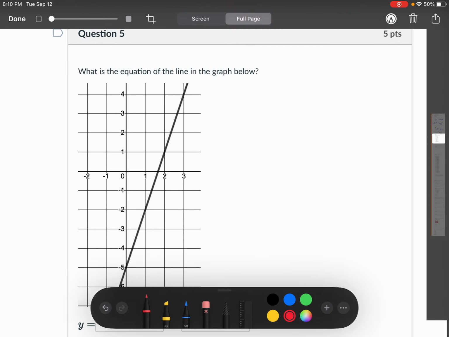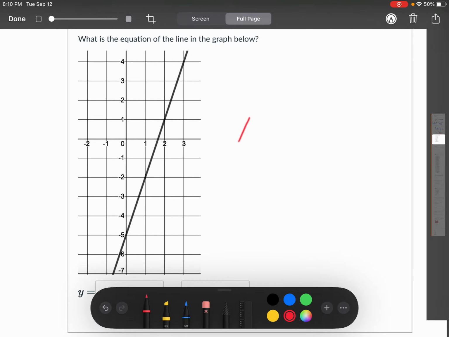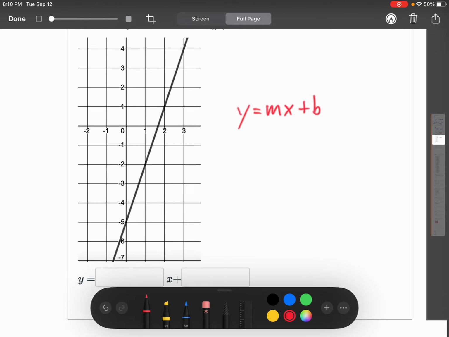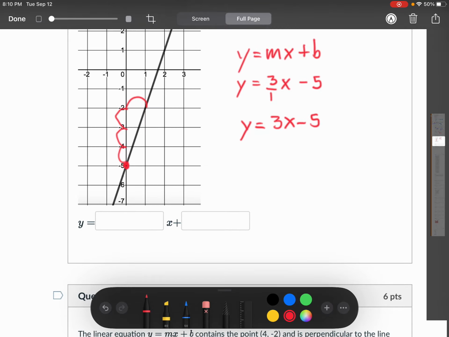All right. On question number 5, they're just asking you for the equation of this line. Remember, they want it in this form: y is equal to mx plus b, where m is the slope of the line and b is the y-intercept. Now this one right here would be a -5. So I'm going to end up with a -5 here for the y-intercept. And the slope, if you look at it, would be 1, 2, 3 over 1. So I went up 3 to the right 1. So the slope would be 3x. Excuse me, the slope would be 3 and the y-intercept would be -5.